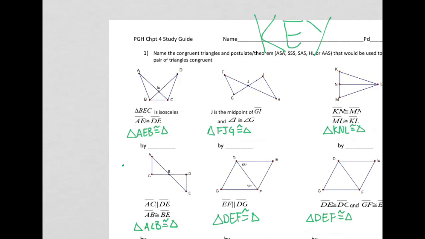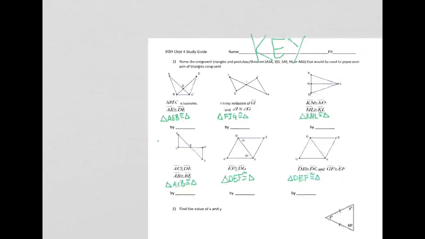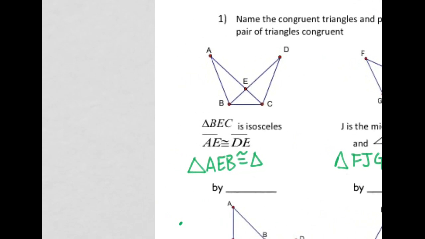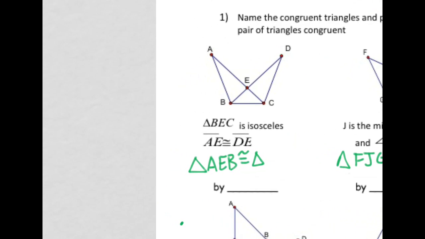Problem number 1. We want to find congruent triangles and name how we know they are congruent. By what postulate or theorem are we saying these are congruent? Now, let's go ahead and get started with this first one. For some reason, the file got all messed up and mine looked weird, so I had to write these in. So I think I wrote the triangles down correctly, but if I didn't, just let me know.